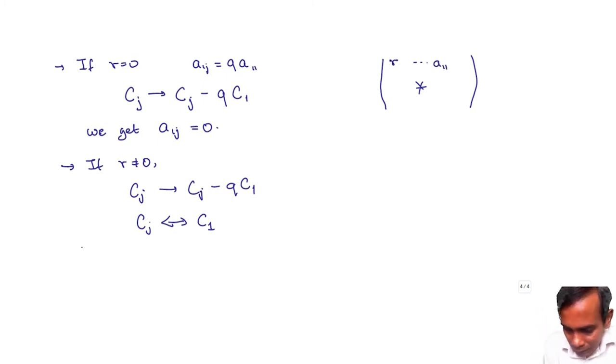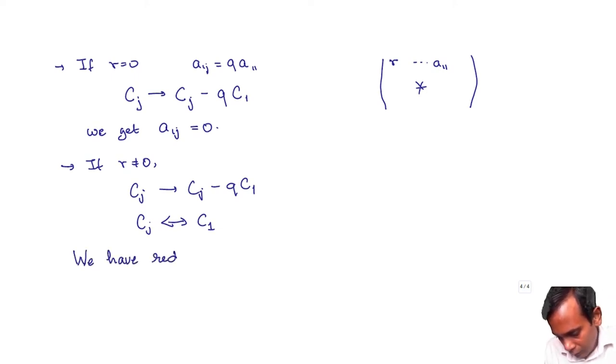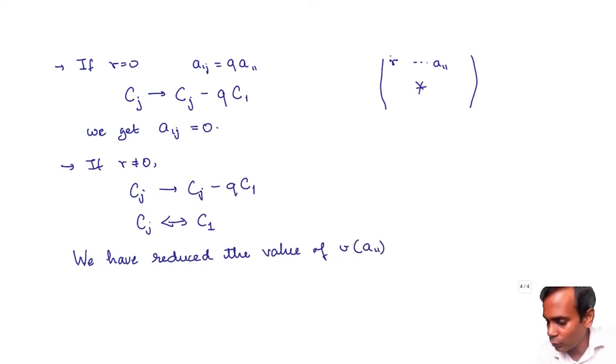So what we have is that at this point we have reduced the value of d(A11). So r is the new A11. So every time there's a non-zero element in the first row of A, except for in the first column, what we can do is we can either kill it, or we can reduce the d of the 1,1th entry of A by performing two column operations.